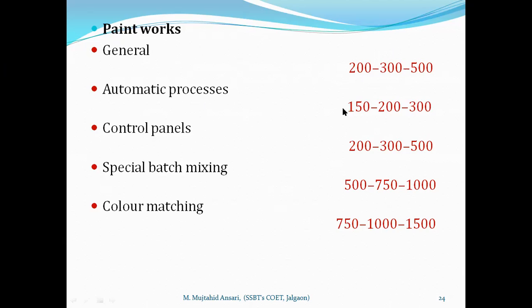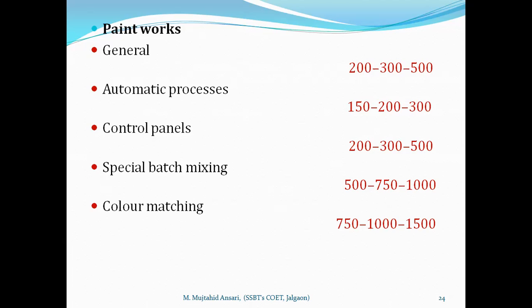Whereas where there is an automatic process, people are not physically working, so you can reduce the illumination level. Whereas in the control room and special batch mixing, where the batch mixings are there and the color is important, the lux level is 500, 750, 1000, and similarly for the color matching areas it is 750, 1000 and 1500, because it is a very important area in view of fabric color.